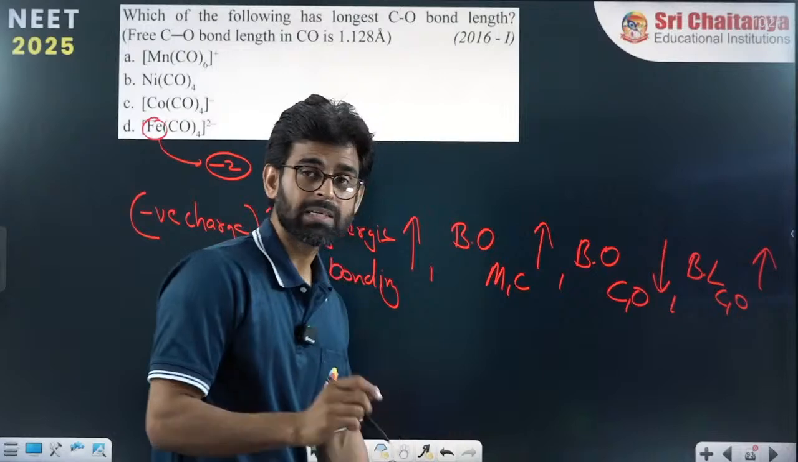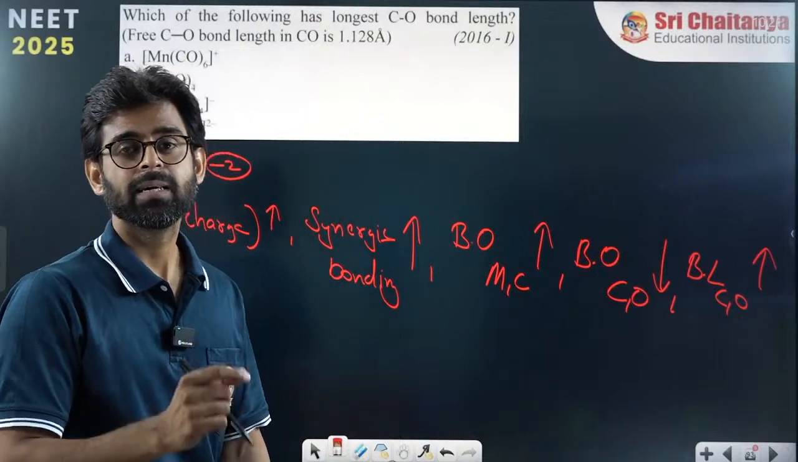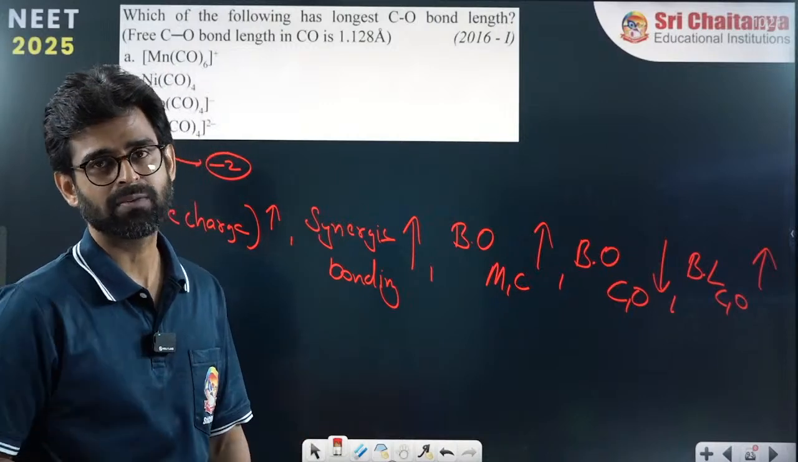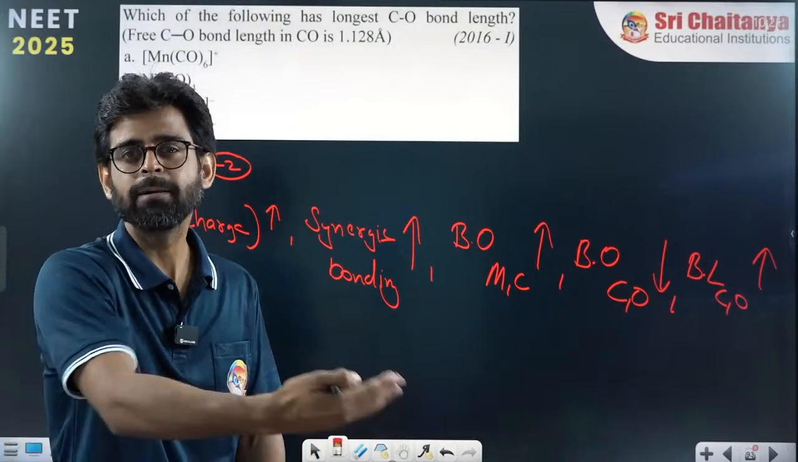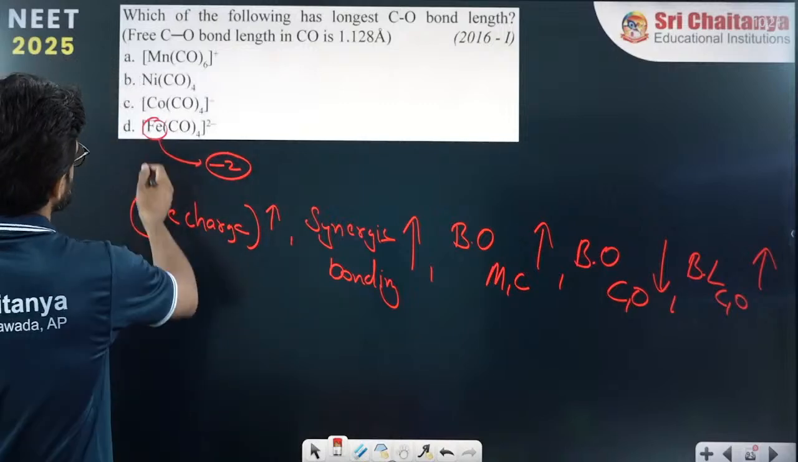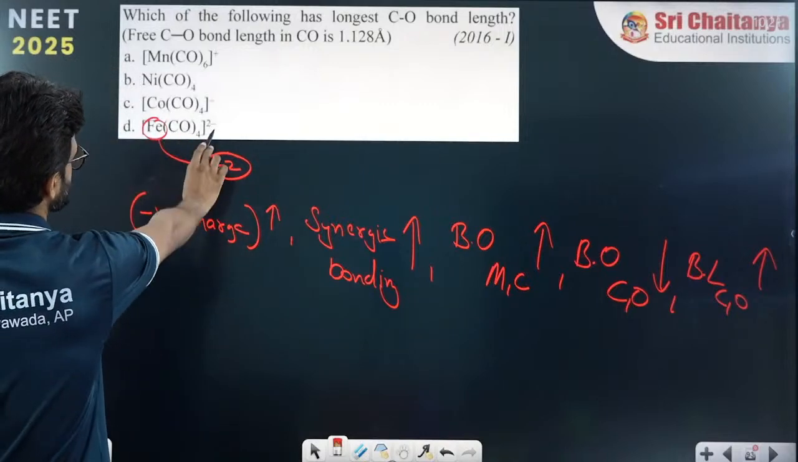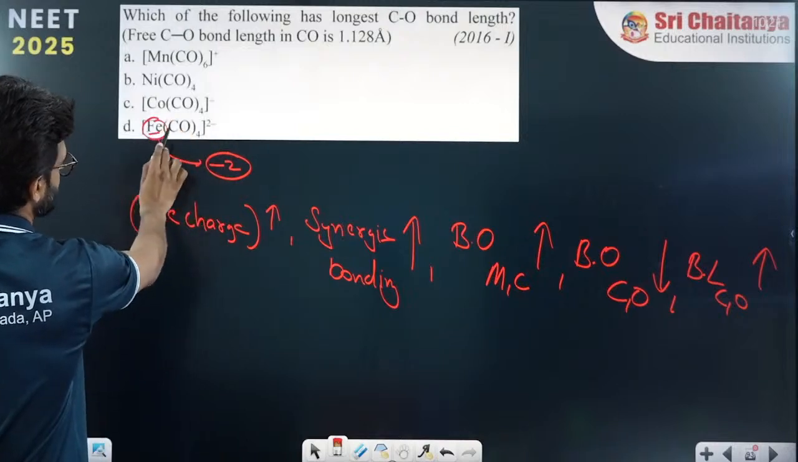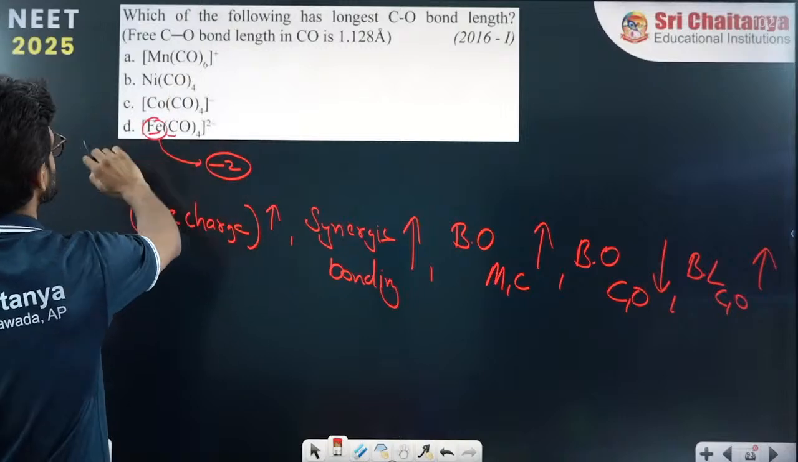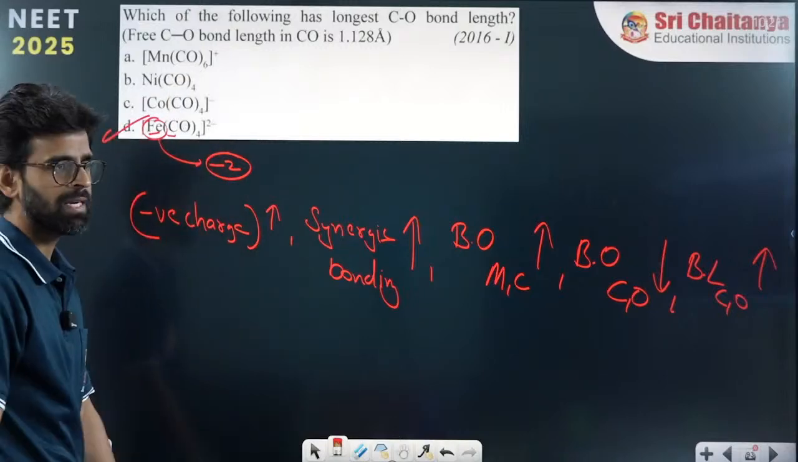So the more the negative charge on the metal ion, the better the synergic bonding, or you will say it will make good back bonding. It can donate electrons in a very good way to the carbon in back bonding, right? And that's why, since it has a negative charge, there is a very strong Fe-carbon bond. So the oxygen-carbon bond becomes weak and the length of the oxygen-carbon bond will increase. Fine, right?